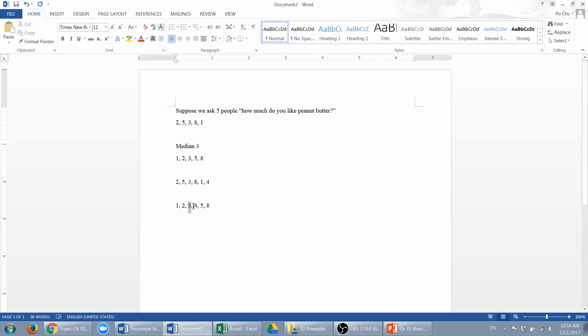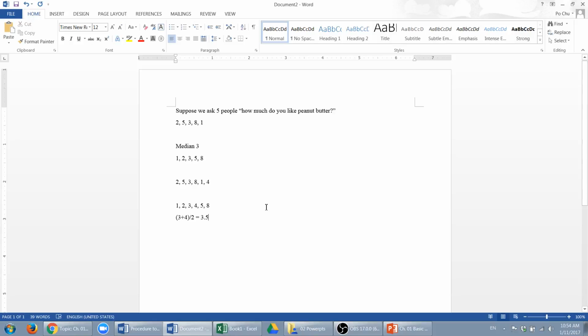So the middle will be these 2 numbers. The way to calculate the median will be 3 plus 4, you add up these 2 middle numbers and then divide it by 2, right? That equals 3.5. So if it's 6 people, in this case, the median becomes 3.5. Okay, so it's easy. The first thing you need to do is just rank order and then look for the middle.